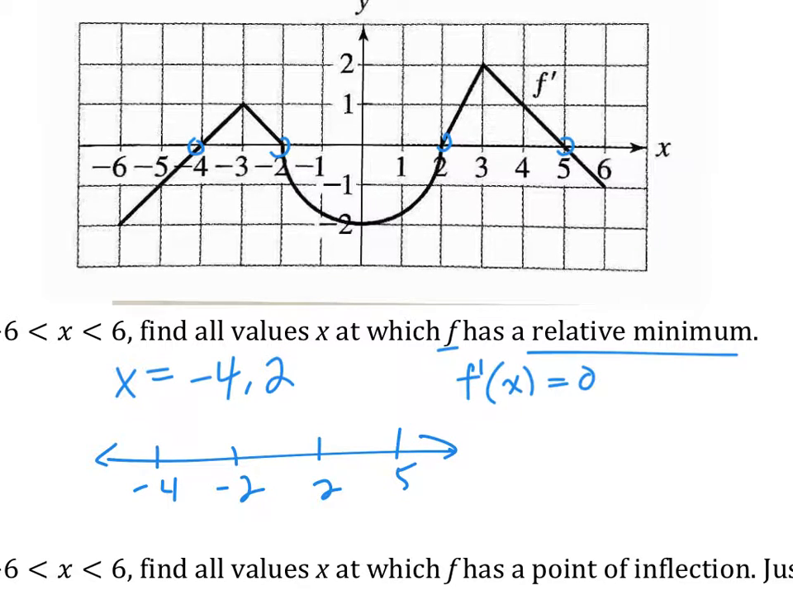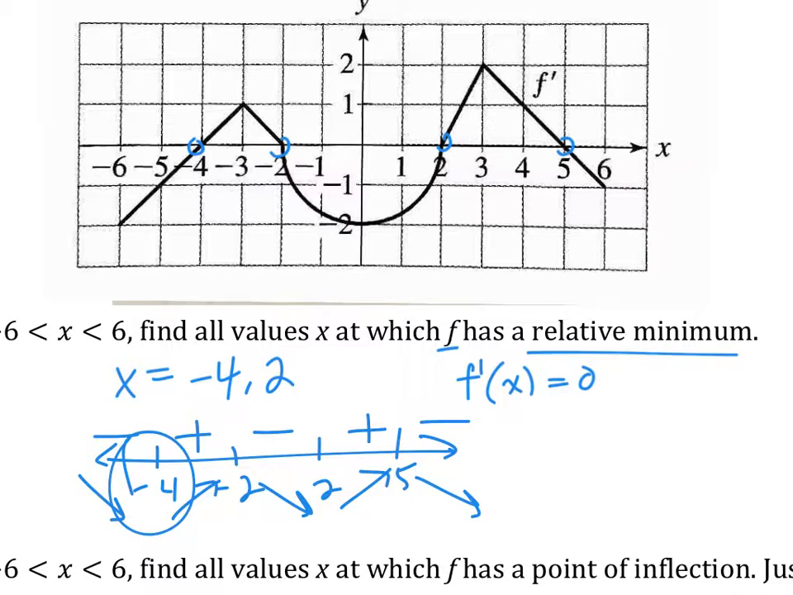Now check the sign change. On the left of -4 is minus, and then plus, and then minus, plus, minus. Okay, so now what you want to do is just draw the signs down, up, down, up, down. So where is the relative minimum? -4 and 2.